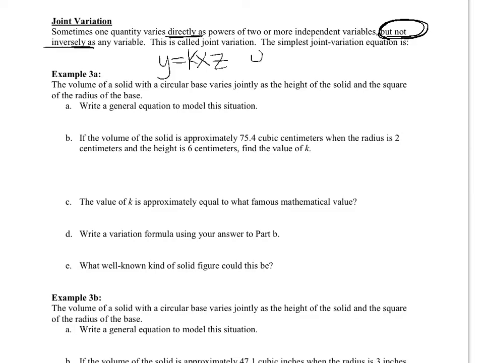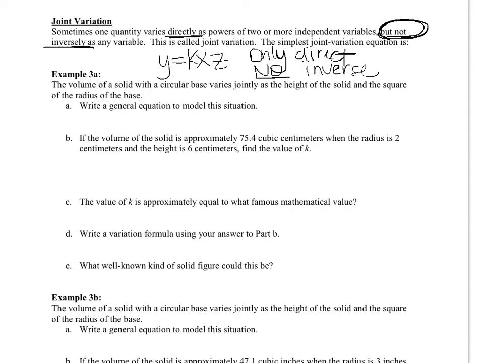So there is only direct, no inverse. Only direct, no inverse, and that's a joint variation. So let's do some examples so you can see how a joint variation works. It works very similar to combined variation, very similar to the direct and the inverse variations, but it's going to have more than one variable.